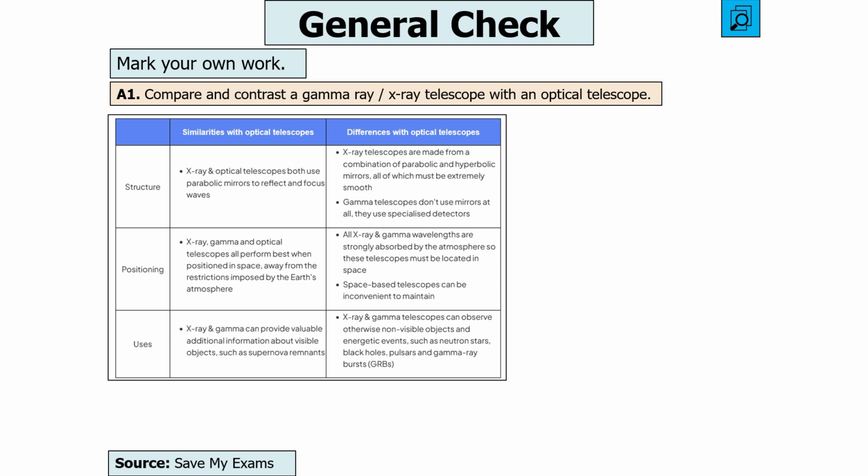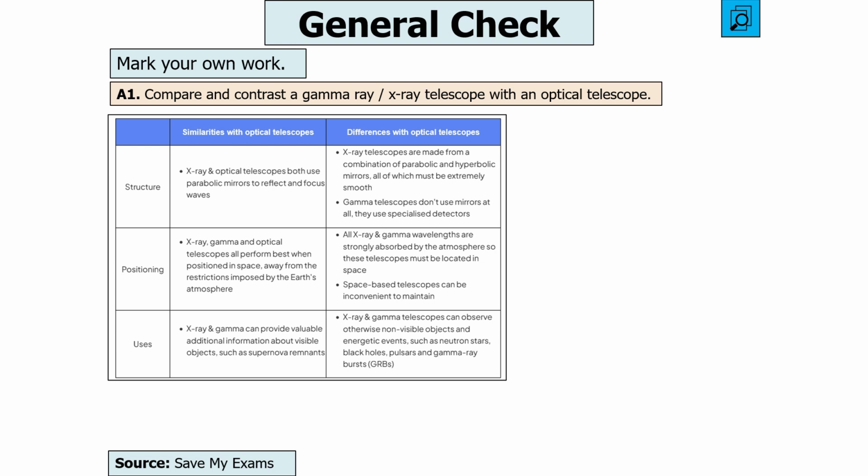And gamma ray telescopes don't use mirrors at all, but they'll use specialized detectors and grazing mirrors to ensure that the telescope works. In terms of position, X-ray, gamma ray and optical telescopes will all perform best when positioned in space or away from anything to do with the Earth's atmosphere, because all X-ray and gamma ray wavelengths are strongly absorbed by the atmosphere, so again they should be located in space. But again, these types of telescopes are difficult to maintain and to repair.